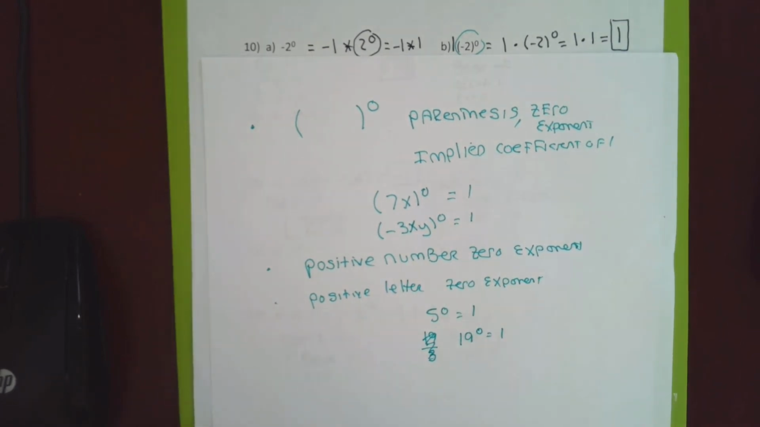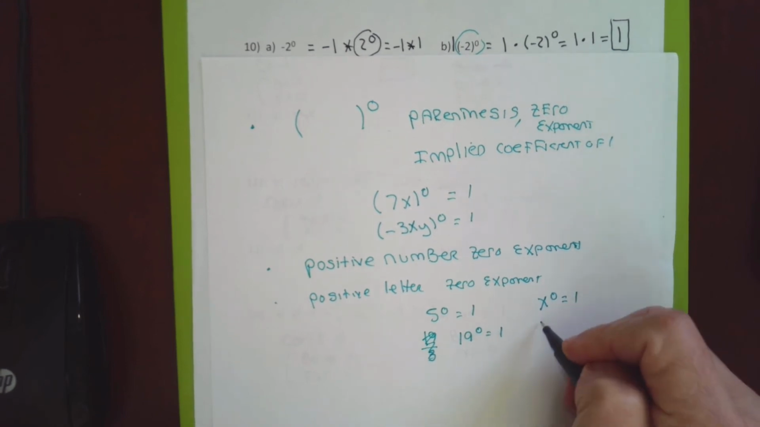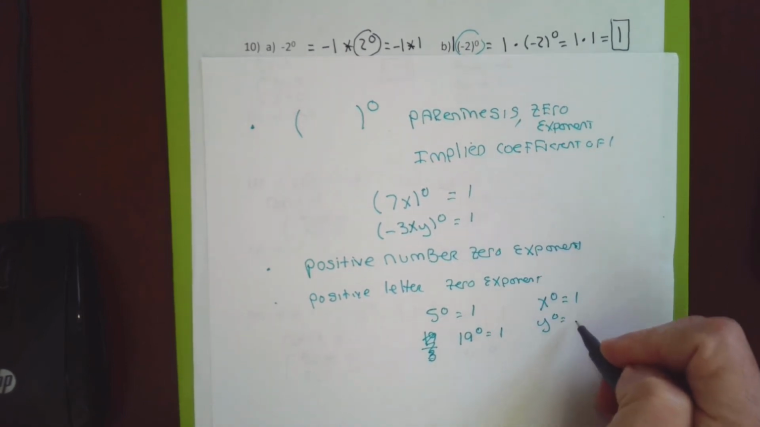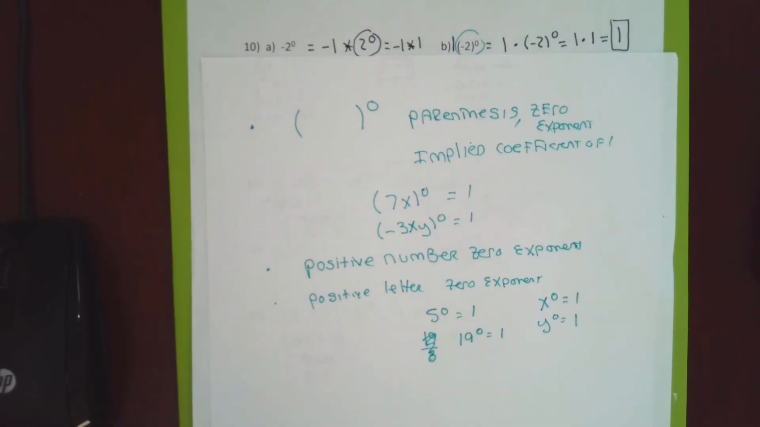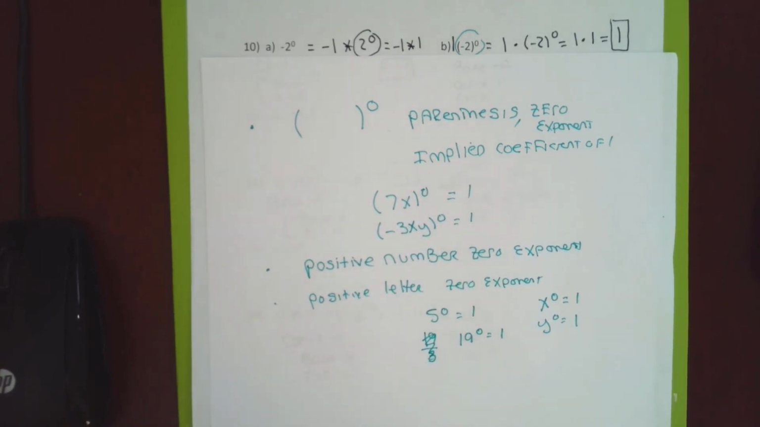I don't want to get into 19 over 3 to the 0 power just yet. X to the 0 power, that's going to be 1. Y to the 0 power, that's going to be 1. So single positive numbers, single positive letters, not fractions, not multiplications of letters. If you don't have parentheses, this is when you're guaranteed to get a 1. If you do have parentheses, that's when you're guaranteed to get a 1. Anything that's not one of these cases probably simplifies to something other than 1.